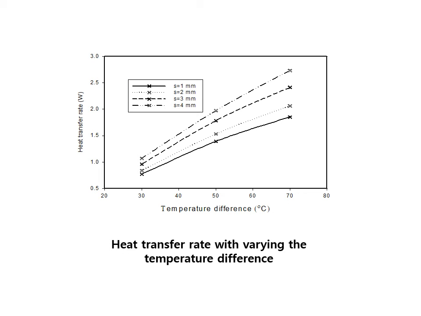Okay, let's see. Heat transfer rate with varying the temperature difference. Temperature difference is the surface temperature minus ambient temperature. So in this case, we changed from 30 degrees Celsius to 70 degrees Celsius. As you see in here, the S is changed from 1 millimeter to 4 millimeter. So this one is okay. At the first part of this figure, you have a very big slope or big changes. However, in this case, the change is slower and slower like this one.